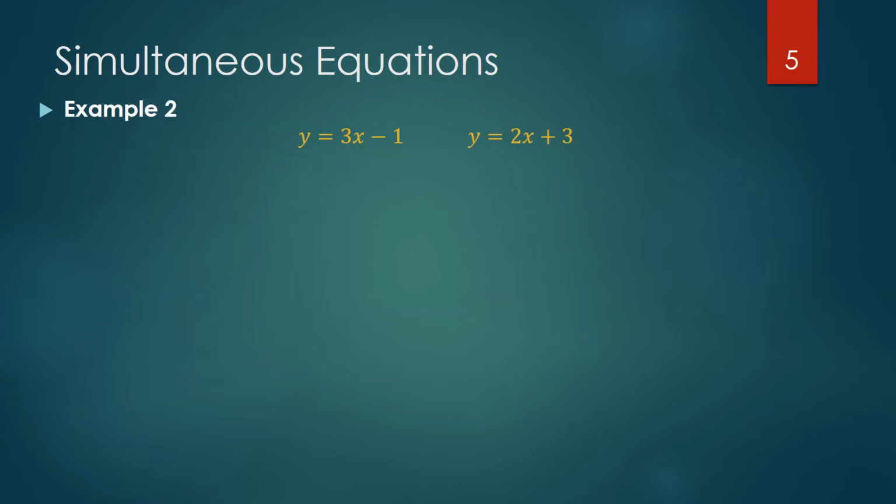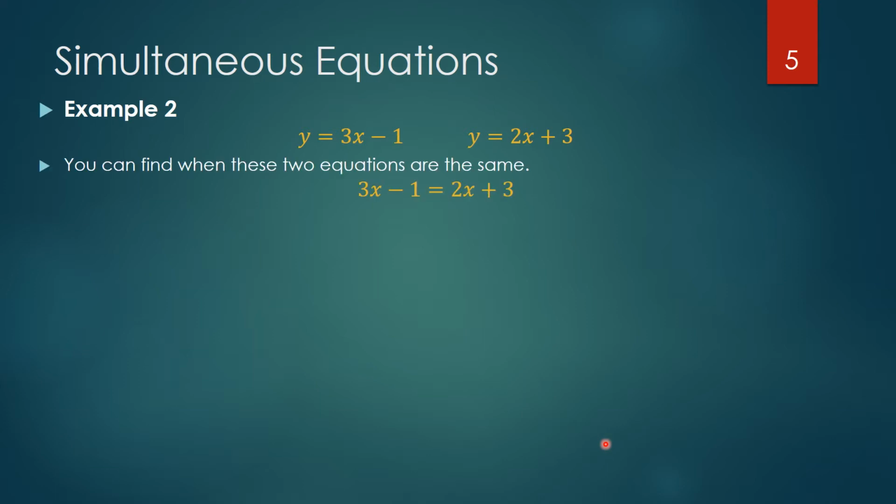So here is the example. y equals 3x minus 1 and y equals 2x plus 3. We want to find when both the y's and x's are the same. So we know that this side here is going to be equal to this side here. That's what we write there. And just like the last one, we then want to find the x value, so we solve for x.